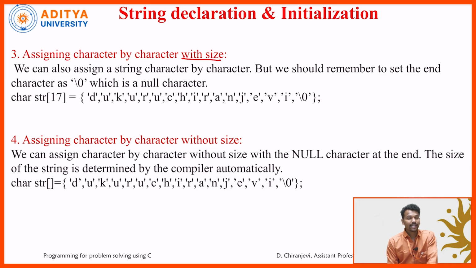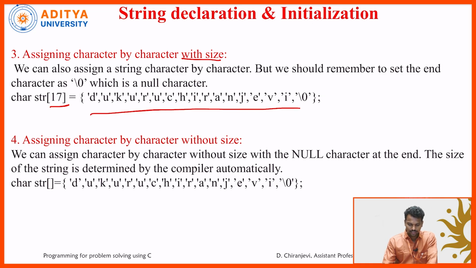Now in this case we will assign the string character by character. If you want to store Dukuru Chiranjeevi, and as I said, the string always ends with a null character, so the number of characters is 17 including the null character. That's why I have specified the size as 17. So it is capable of storing 16 characters, that is D-U-K-U-R-U-C-H-I-R-A-N-J-E-E-V-I, then the null character. In this manner you can store character by character separated by commas. So by assigning character by character with size, it will store size minus 1 characters and one null character.